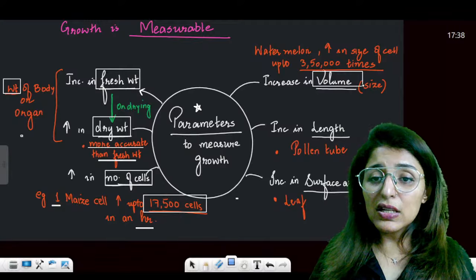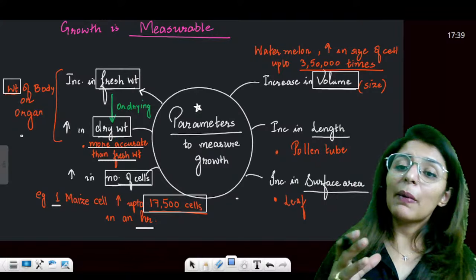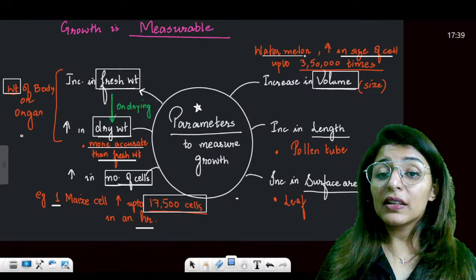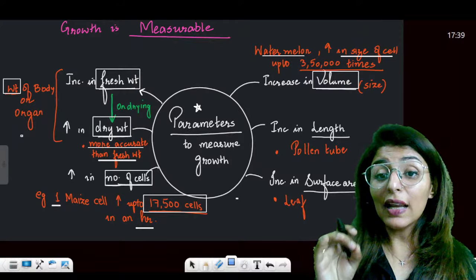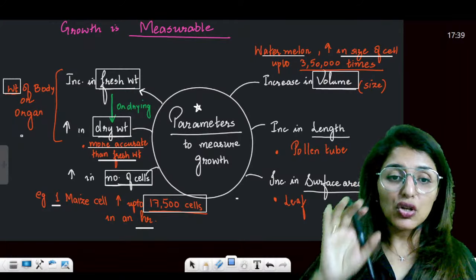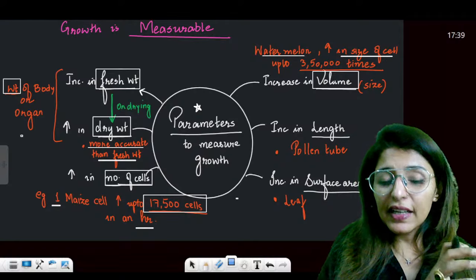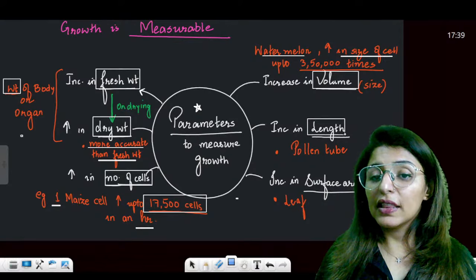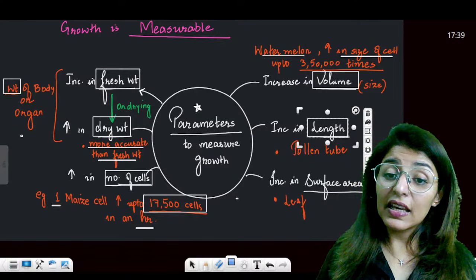Then in case of melon, in case of watermelon, the growth is indicated by increase in the size of the cell. And in watermelon, the size can increase up to 3,50,000 times. So you have to remember how growth is indicated in maize cell and how growth can be indicated in the watermelon. Then increase in length, this is seen in case of pollen tube.